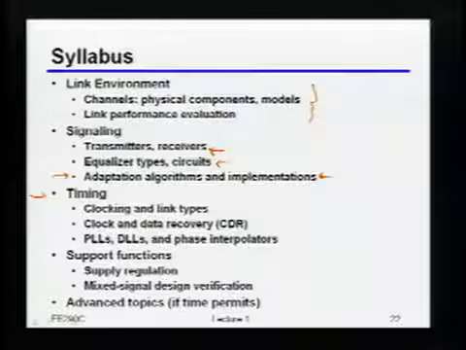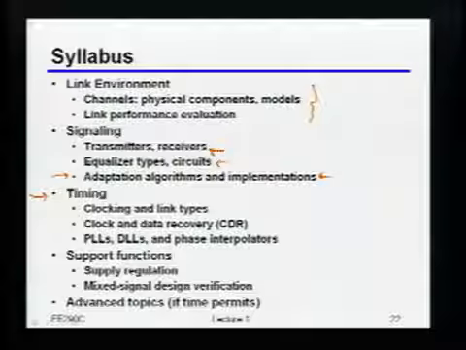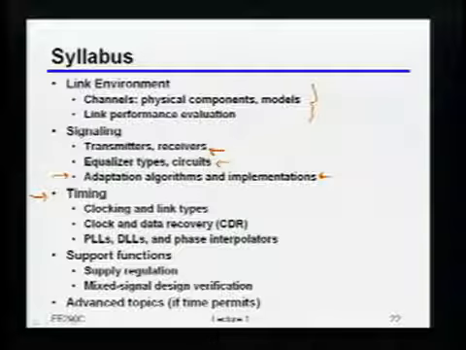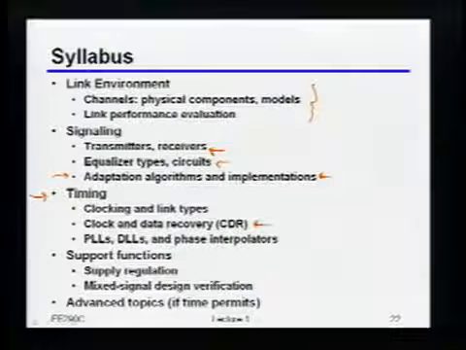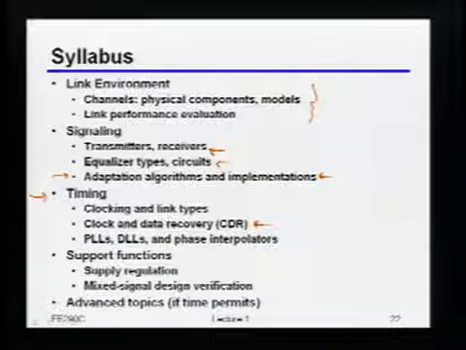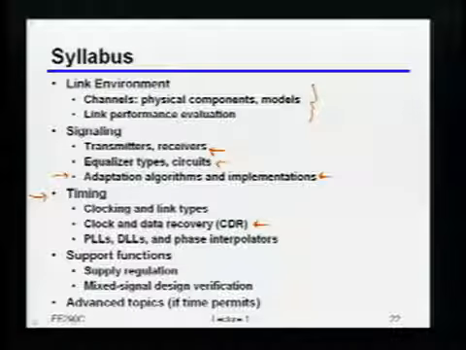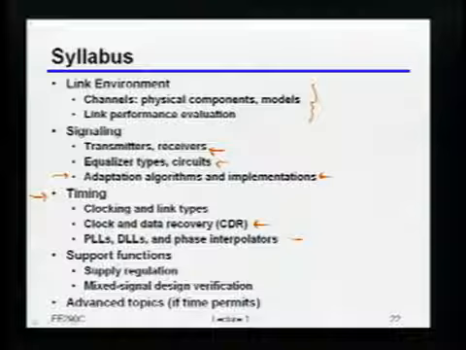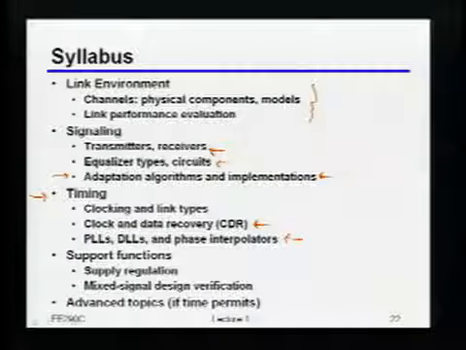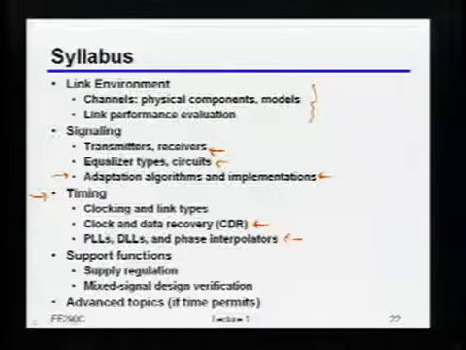The other big chunk to the class will again be on some of these timing architectures and circuits. So we'll talk a bit about what are the different types of links and what are the different types of clocking you might come across. We'll talk about how you actually figure out what the right clock is on the receive side. That's usually called clock and data recovery. And we'll also spend quite a bit of time going into the details of how you really build the circuits that make up these things.